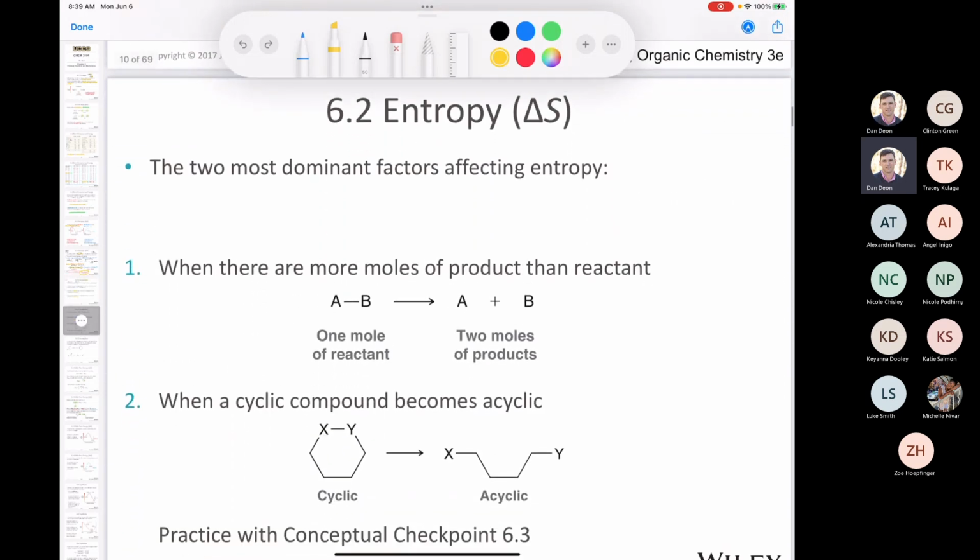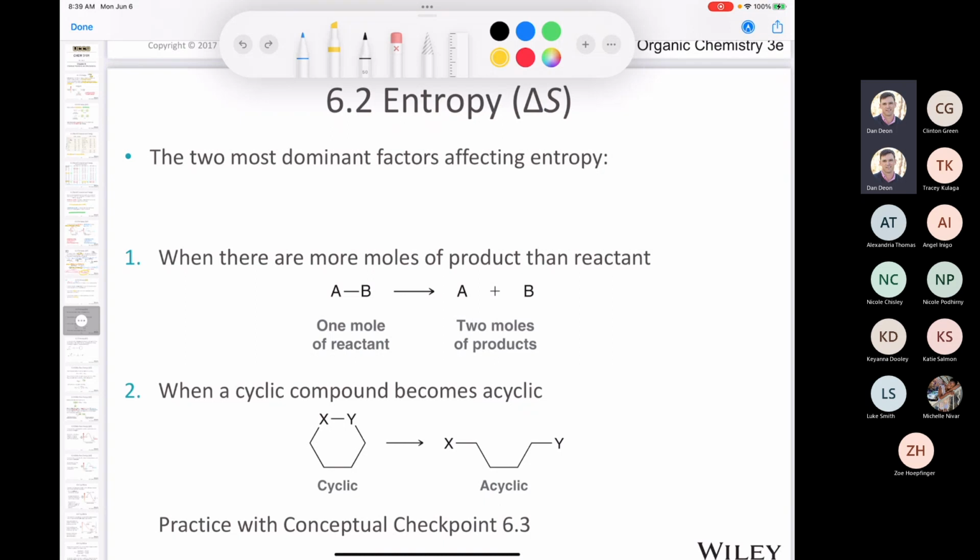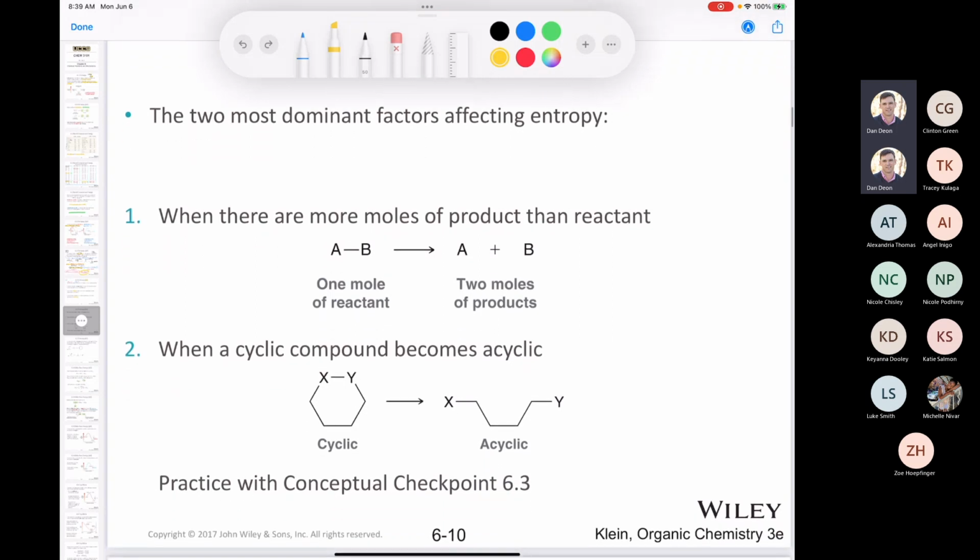Let's talk about the two most dominant factors affecting entropy in organic chemistry. What do we need to consider as Chemistry 3101 students when we're talking about entropy? Two main things. Number one is when there are more moles of product than reactant. If you're starting with 1 mole of something and then you break it apart and you end up with 2 moles or more, then your delta S is going to be positive. The randomness is increasing. There's only one way to organize A and B together, whereas if they're separate, there's more than one way that I can organize them. So they're more disordered.